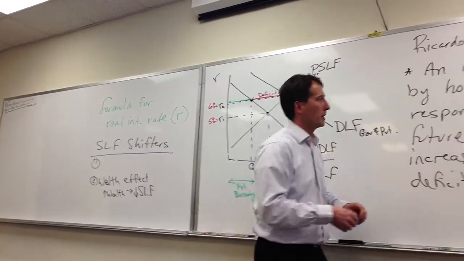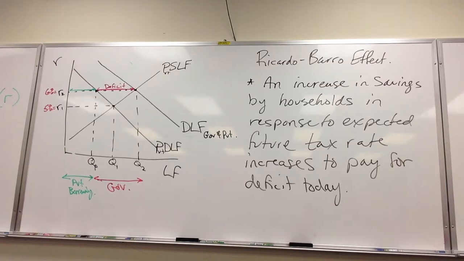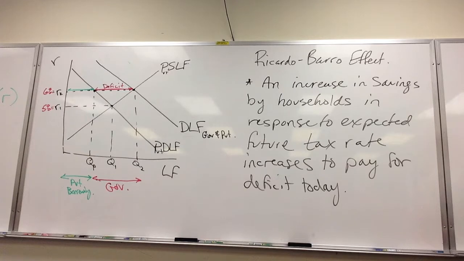So this is an important point. We'll add that last note here. Let's call it the RB effect, Ricardo-Barro effect, is likely to only partially offset the crowding out. So we have two different effects there, the crowding out effect and then this Ricardo-Barro effect.